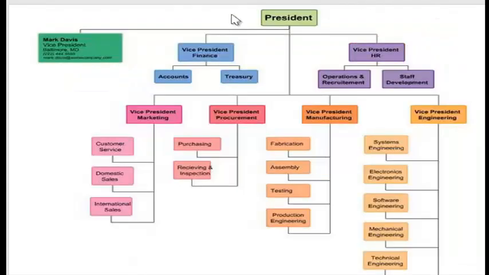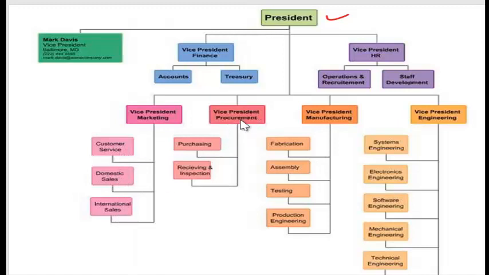For example, in some companies we have a president at the top, then we have vice presidents. Vice presidents can be vice president finance, human resources, marketing, procurement, manufacturing, engineering. These are different departments of a company, and we have vice presidents all over the place. Then the vice president has an accounts department, a treasury department, operations and recruitment, HR, staff development department. If we say vice president marketing, it has the services, the sales, the international sales, and so on.